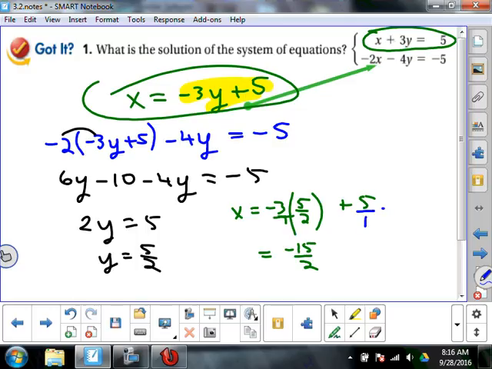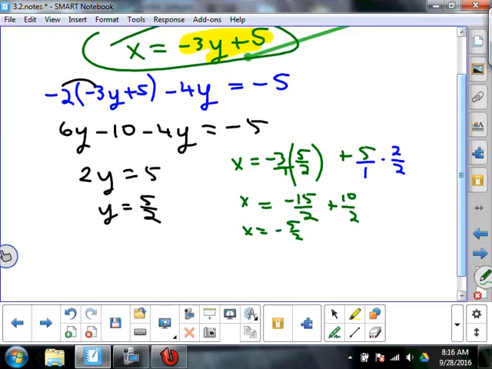Multiply it by 2 over 2. So then I would get 10 halves. So then what do I get? Negative 5 halves. So x is negative 5 halves. So my answer would be negative 5 halves, positive 5 halves.